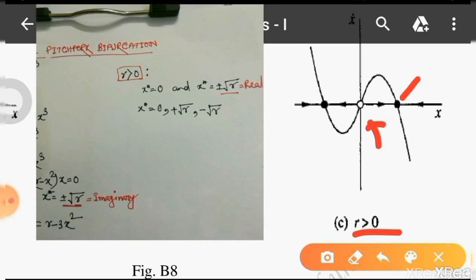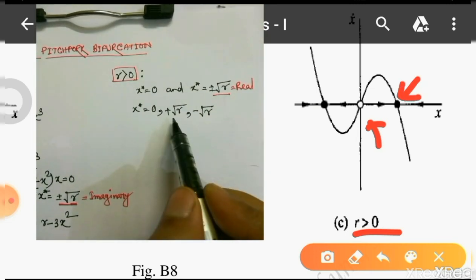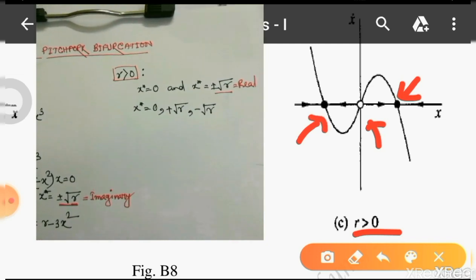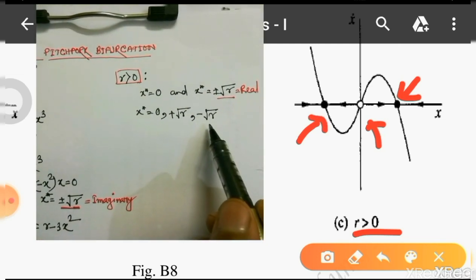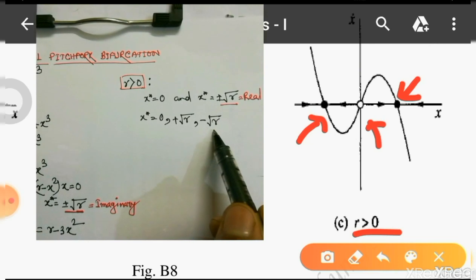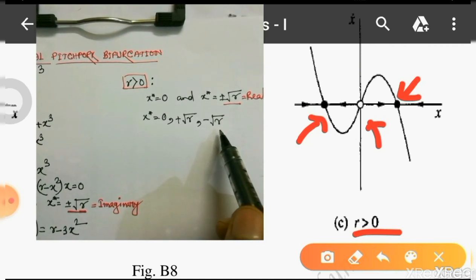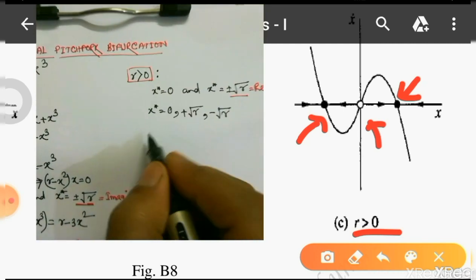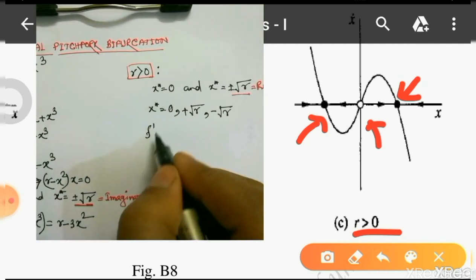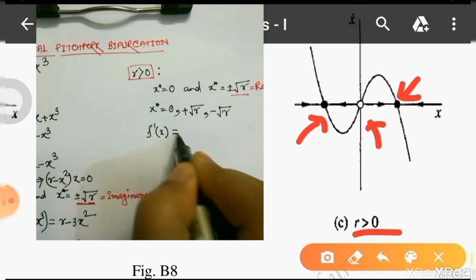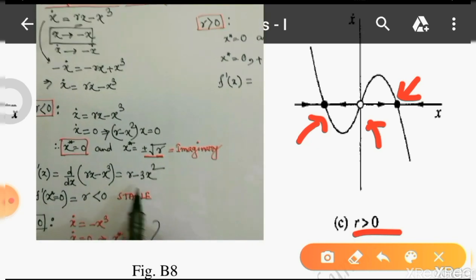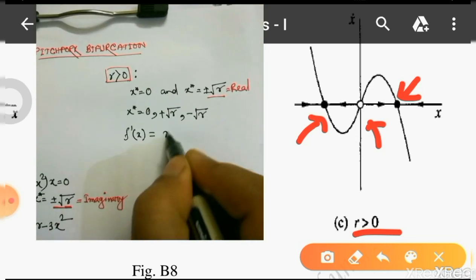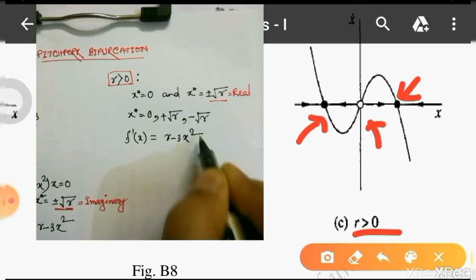This fixed point is at x equal to plus root of r, and this fixed point is at x equal to minus root of r. Next, we will check the stability of these fixed points. So, f prime of x is equal to r minus 3x squared.